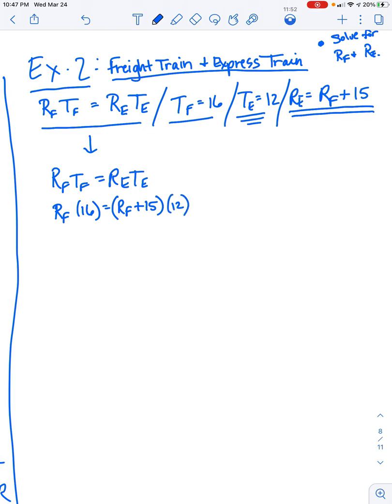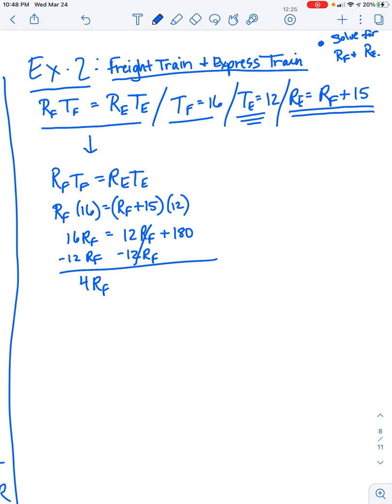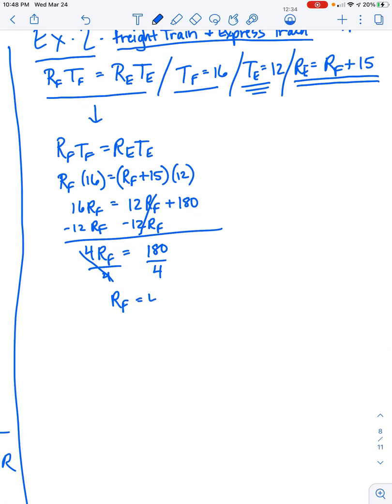Okay, so now I see I have only one variable in here, R sub F, and that's perfect because that's what I wanted. So let's do the math on this. I'm going to switch that around. We have to distribute here, so I'm going to have 12 R sub F plus, not 12 times 5, 12 times 15, 180. All right, we'll subtract this 12 R sub F from both sides. Divide by 4.